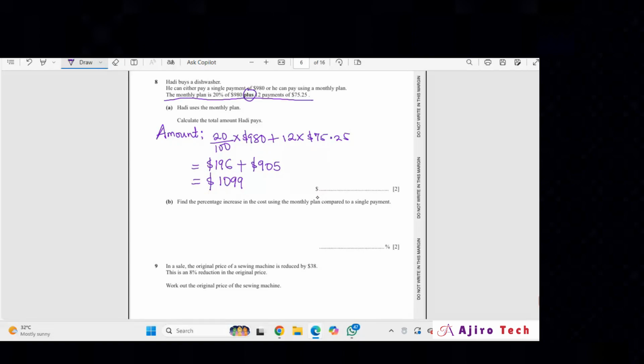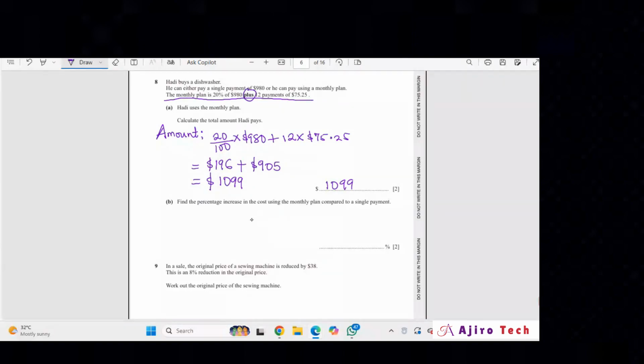So the total amount he pays is $1099. That is what we have. Very, very easy. Now I want to say something about this. Let's go to the second question.